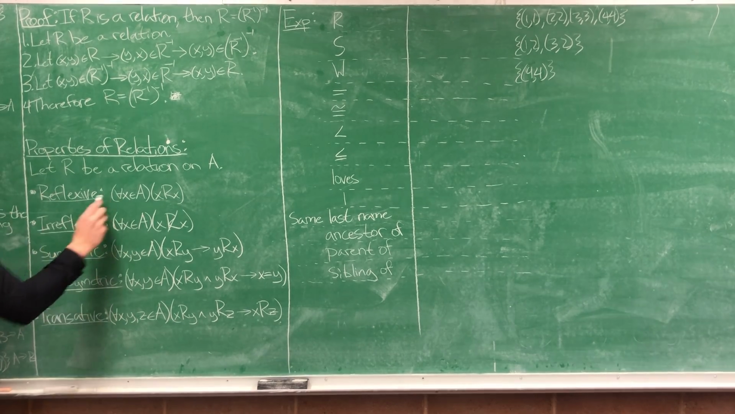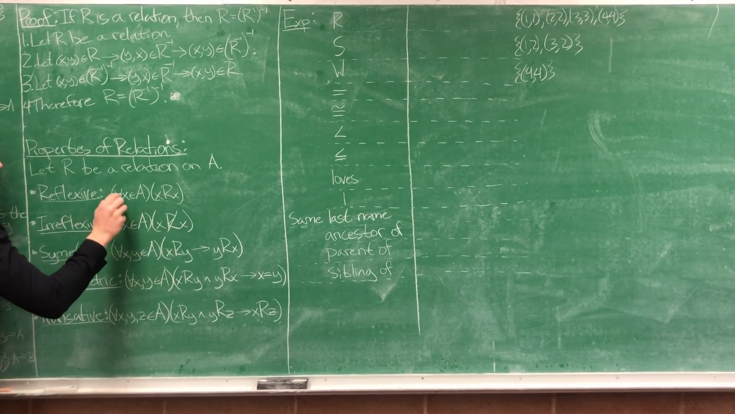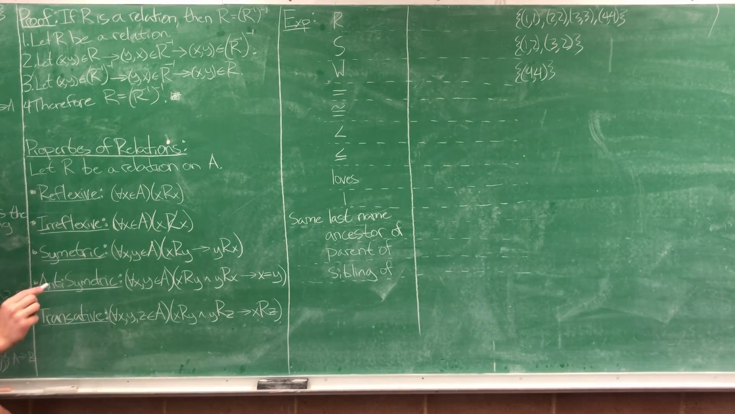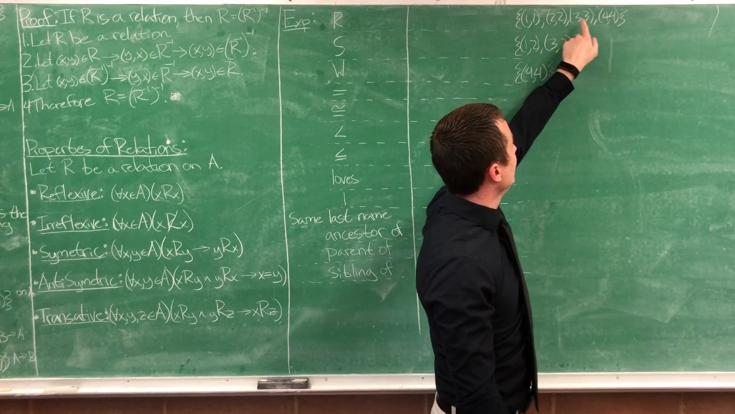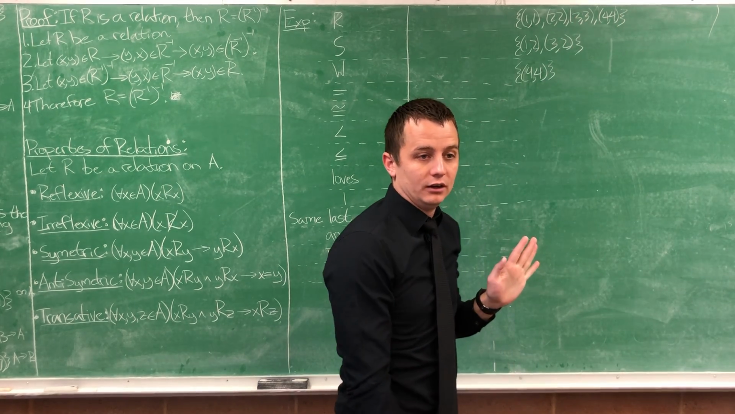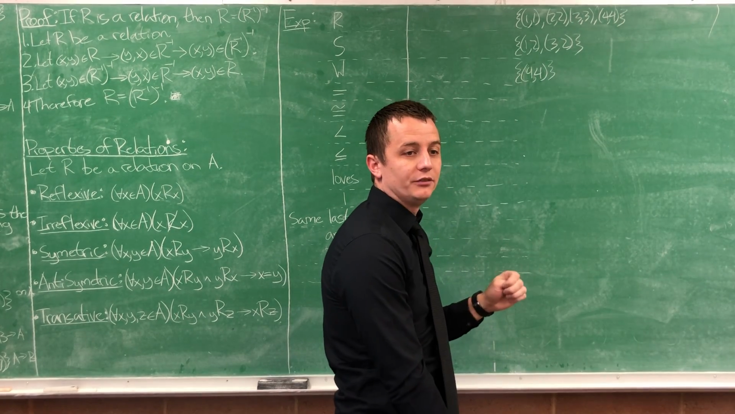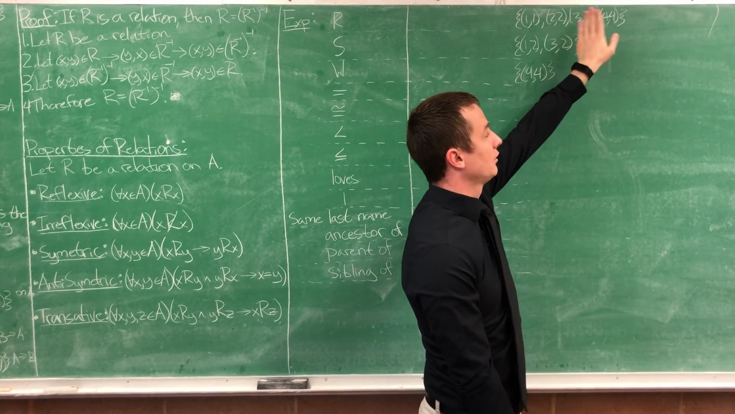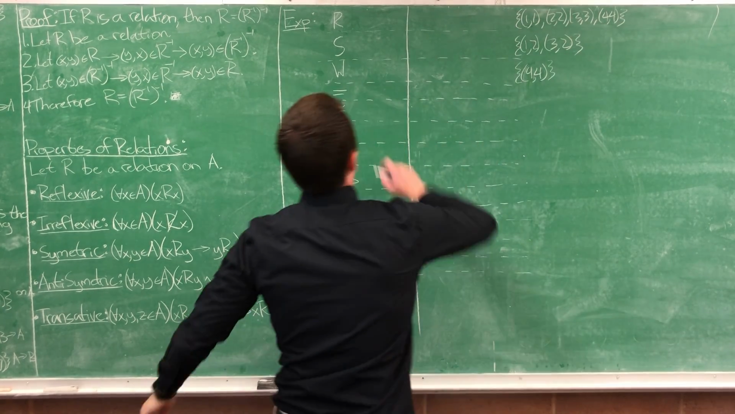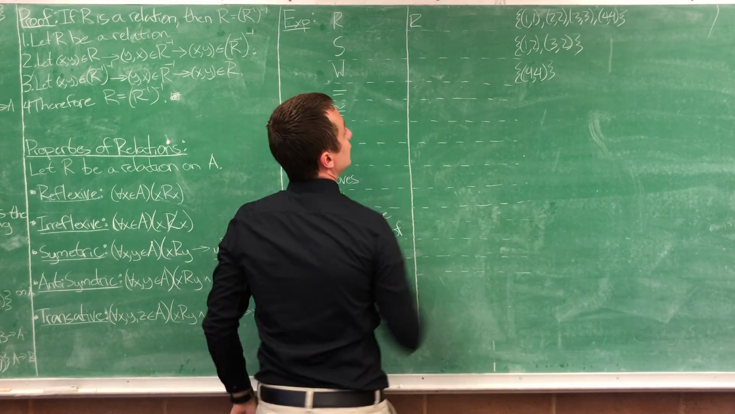Alright, so when is it reflexive? A relation is reflexive if for all x in A, x is related to itself. Let's look at R. Is it true that for every element in A, that element is related to itself in R? What are all the elements of A? 1, 2, 3, 4. Do I have 1 related to 1, 2 related to 2, 3 related to 3, and 4 related to 4? Yes. So this relation right here is reflexive.